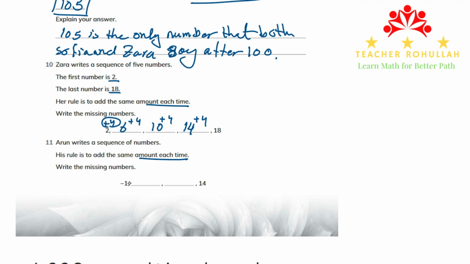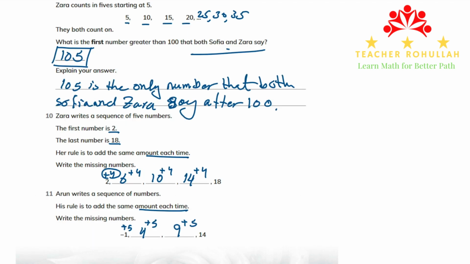Let me try with 5. Negative 1 plus 5 is 4. 4 plus 5 is 9. And 9 plus 5 is 14. So 5 works here. If we add 5, negative 1 plus 5 is 4. So 4 plus 5 is 9, and 9 plus 5 is 14. So we are done with question number 11 also.